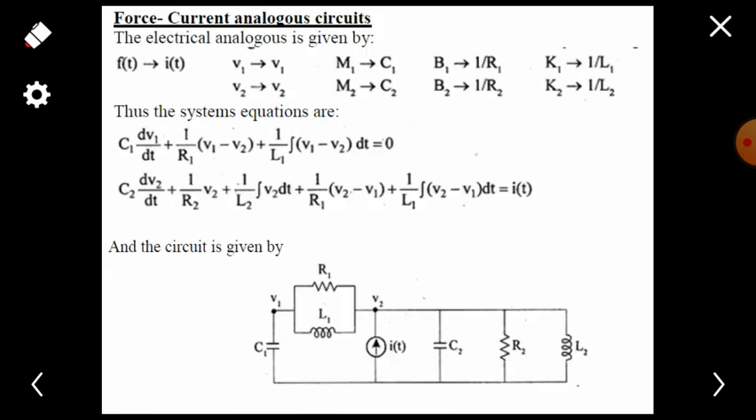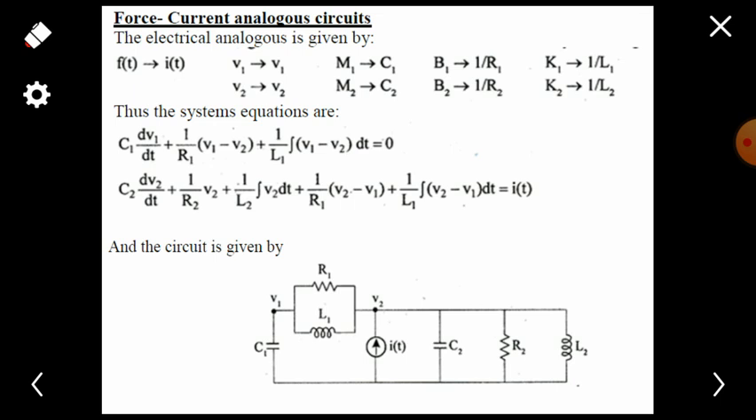Now we are going to treat the velocity as a voltage here, and the mass we consider as a capacitor, the friction as the reciprocal of the resistance, and the spring as the reciprocal of the inductance. Thus the system equations are C1 dv1 divided by dt plus 1 divided by R1 into v1 minus v2 plus 1 divided by L1 integral of v1 minus v2 dt equals 0. C2 into dv2 divided by dt plus 1 by R2 into v2 plus 1 divided by L2 into integral of v2 dt plus 1 divided by R1 into v2 minus v1 plus 1 divided by L1 into integral of v2 minus v1 dt equals I of t.